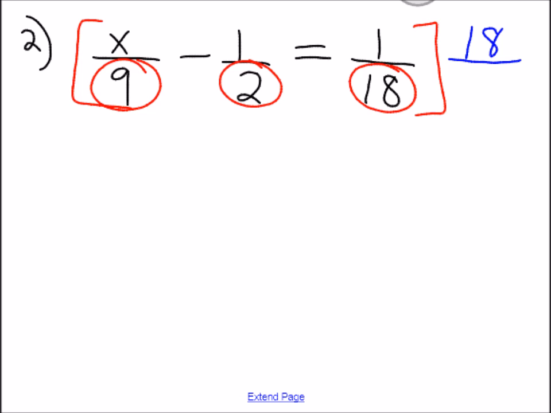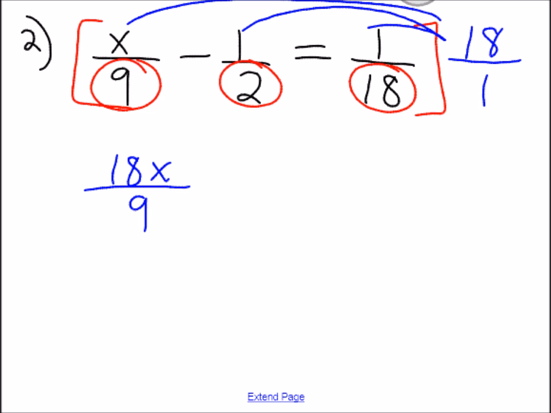Now I wrote it on the right-hand side this time. It really does not matter. What's important is that I'm multiplying it to all the fractions. So when we do this, I'm going to get 18x over 9. Again, I didn't simplify it yet. My second fraction, I get 18 over 2. And for my third fraction, I get 18 over 18.